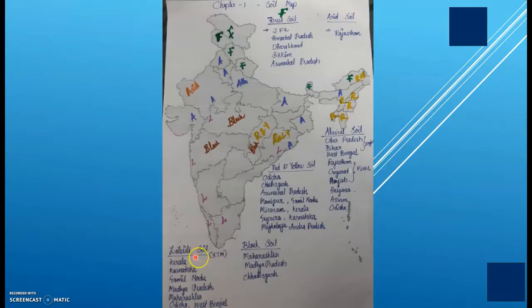So these are the major regions. Which are the major regions? Kerala, KTM. We have to remember like this: KTM, Kerala, Karnataka, T for Tamil Nadu, and M for Maharashtra and Madhya Pradesh. Then black soil, Maharashtra, Madhya Pradesh and Chhattisgarh. So study well where all these states are situated and mark according to that.